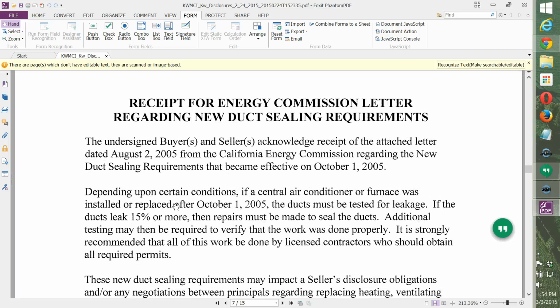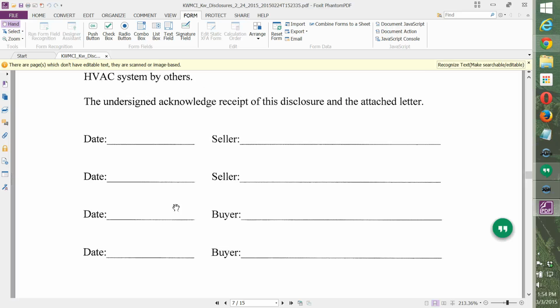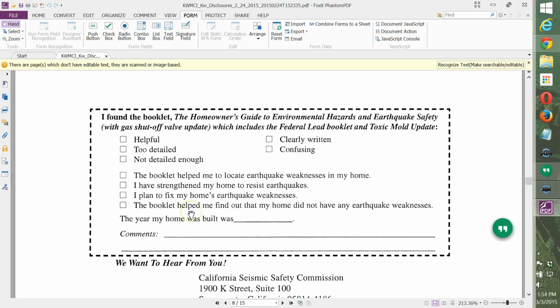There's a receipt for the Energy Commission letter. First there's the letter, then there's a place for them to sign, the buyer and the seller, that says they've gotten a copy. Do you understand why this is a lot easier to get when they're making an offer than it is to pry out of them later? What are you going to do if later the buyer's not signing it? Cancel the transaction, right? So this is all good to do prior, but that also means you need to make sure.